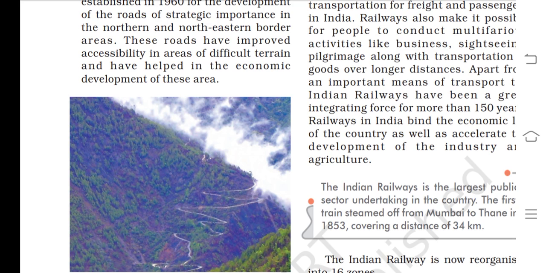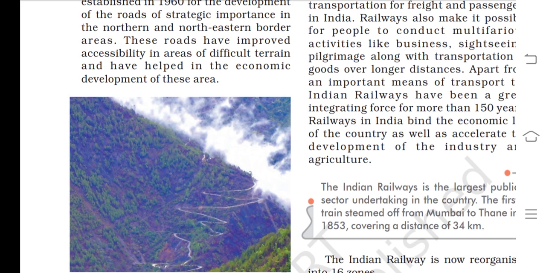Okay, so it is also a means of transportation and it is much more appropriate than roadways. It also makes it possible to conduct various activities like business, sightseeing, pilgrimage, along with the transportation of goods over long distances. There is much work which can be done by railways: business is done by it, sightseeing also, pilgrimage also, and transportation of goods and passengers also.